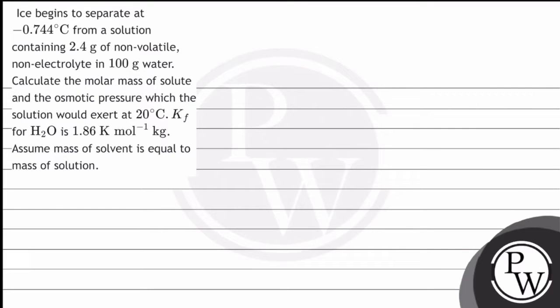The question says that ice begins to separate at minus 0.744 degrees centigrade from a solution containing 2.4 gram of non-volatile non-electrolyte in 100 gram water. Calculate the molar mass of solute and the osmotic pressure which the solution would exert at 20 degrees centigrade. Kf for water is 1.86 K mole per kg. Assume mass of solvent is equal to mass of solution.